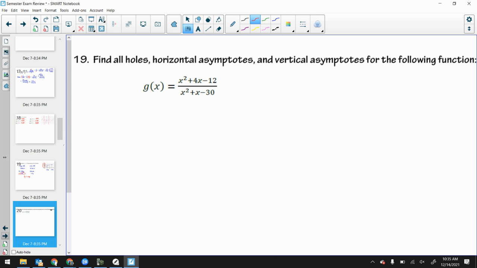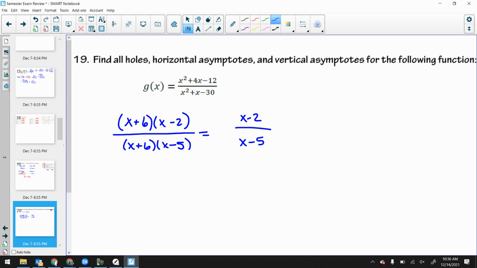Let's find holes first, because that's what it asks us to find. Now, to find holes and asymptotes, I need to factor this all down, right? The top becomes x plus 6, x minus 2. The bottom becomes x plus 6, x minus 5. So this function simplifies down into x minus 2 over x minus 5.